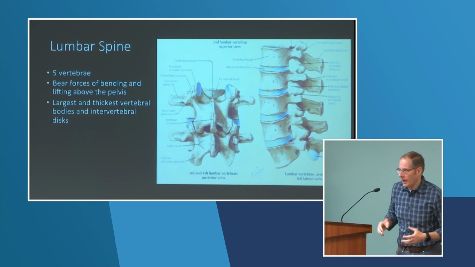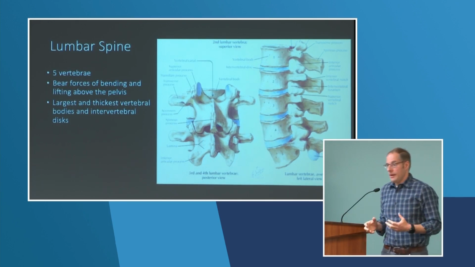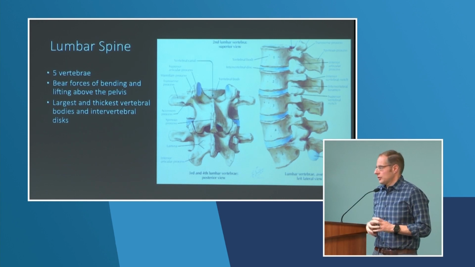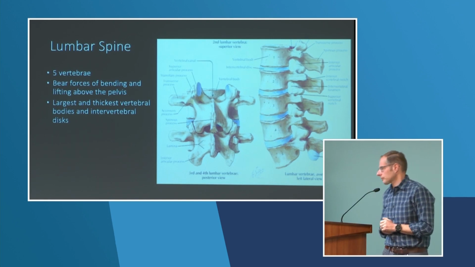And then the lumbar spine, the 5 vertebrae, they bear the greatest amount of weight and are the strongest. They have the largest and thickest vertebral bodies, and the largest and thickest discs.